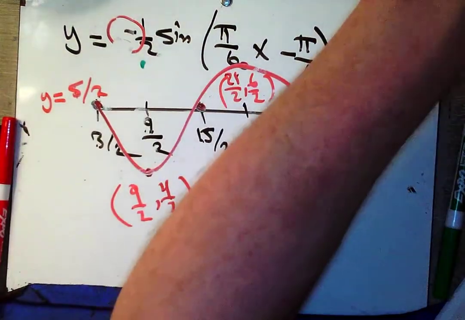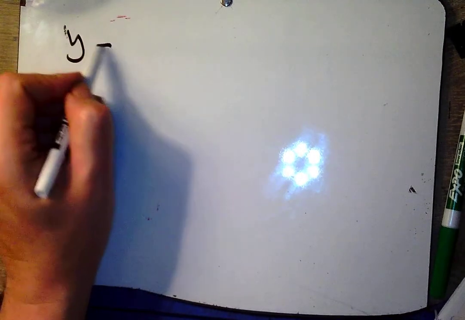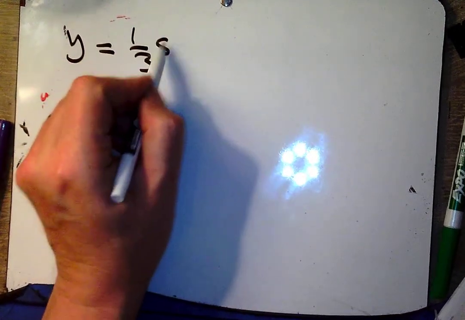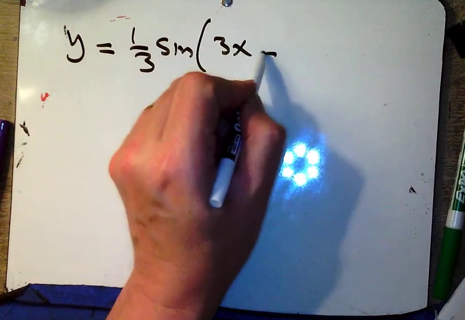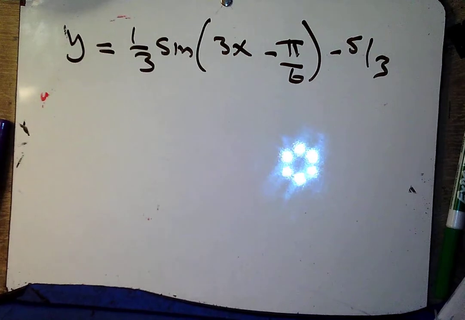Okay? All right. One more? 2 more? What do you think? How about this one? Y equals 1/3 sine 3x minus pi over 6 minus 5/3. Graph one period of that, please.